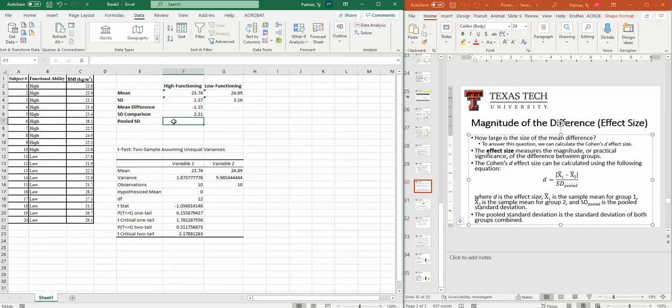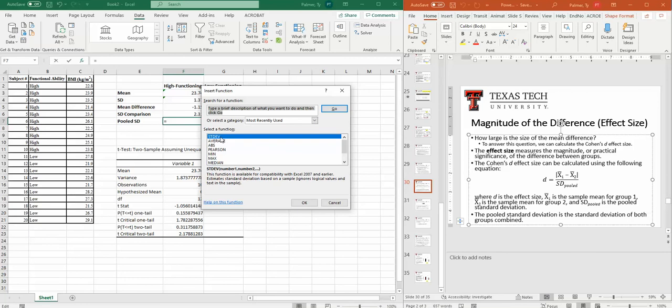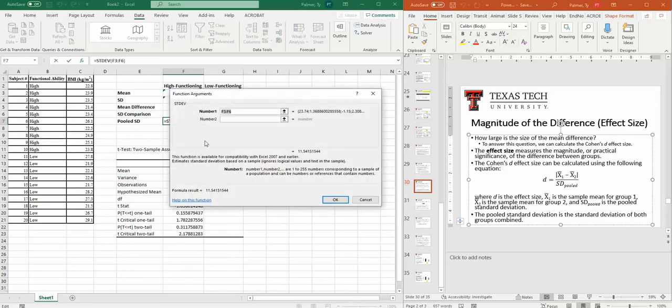You can just click into the empty cell next to your label for pooled standard deviation. Go to function, go to standard deviation, that we used earlier to calculate the standard deviation for the groups. Remember, earlier we did the standard deviation for each group separately, for example, the high functioning group, I only highlighted those in the high functioning. And when I did the standard deviation for the low functioning, I only highlighted those in the low functioning group. To get the pooled standard deviation, all you have to do is highlight everyone in both groups combined. That's all you got to do.